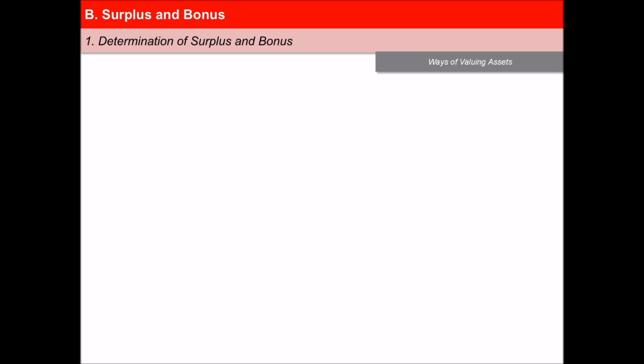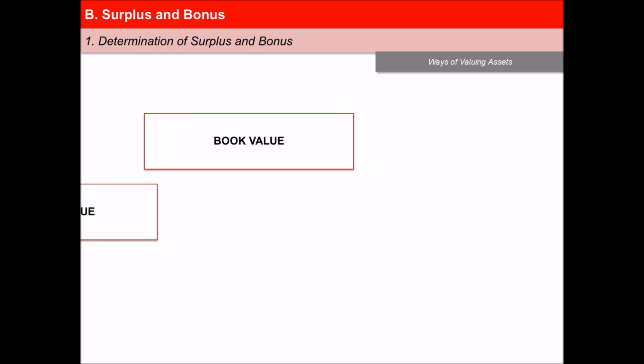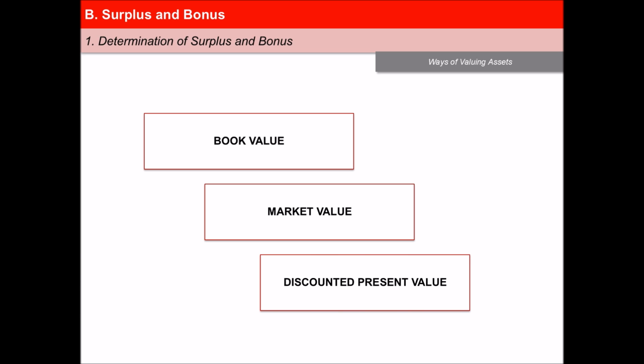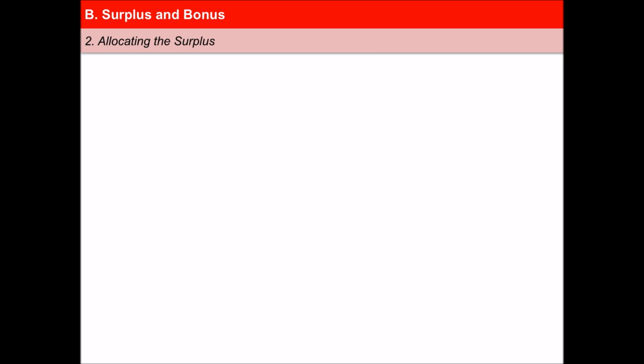The assets can be valued in the following ways. First, at book value. This is the value at which the life insurer has purchased or acquired its assets. Second, at market value. This is the worth of the life insurer's assets in the marketplace. And last, at discounted present value, which is estimating the future income stream from various assets and discounting them to the present.